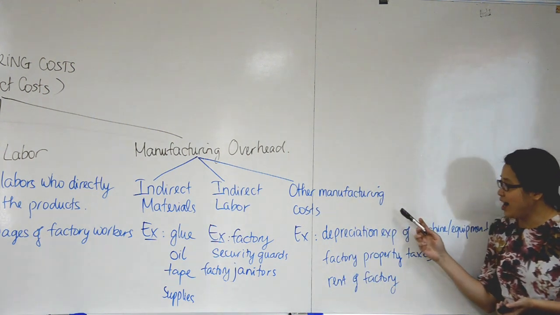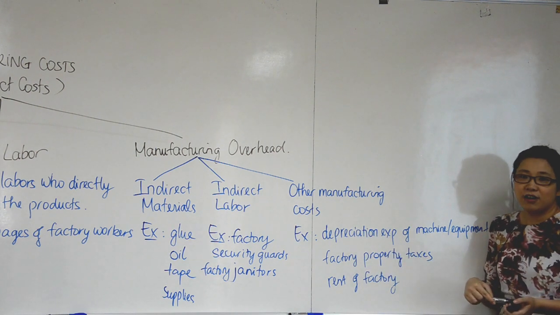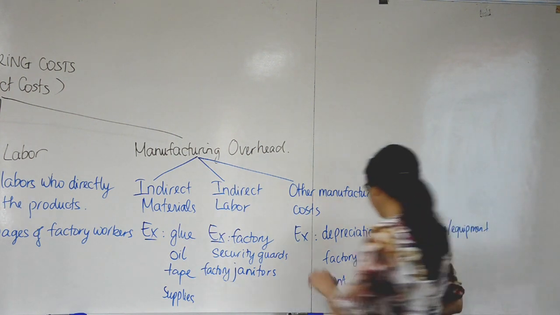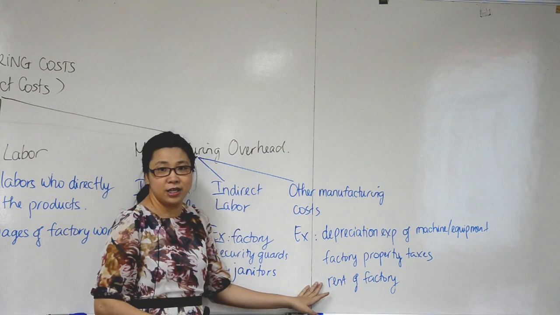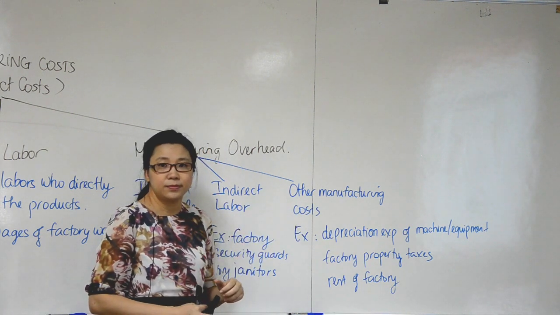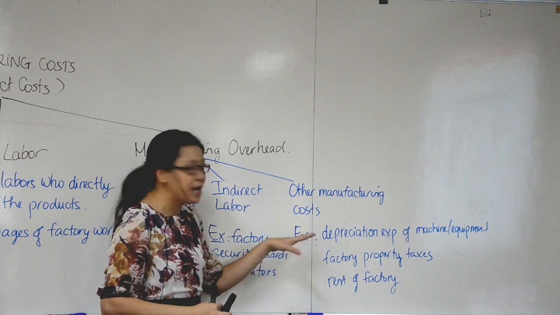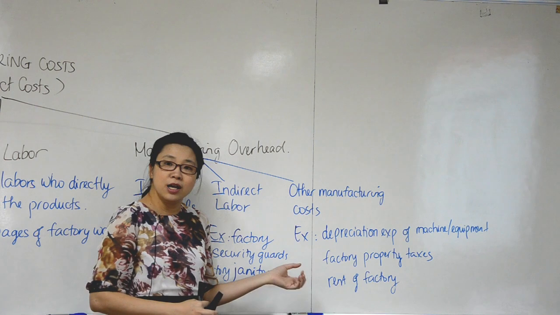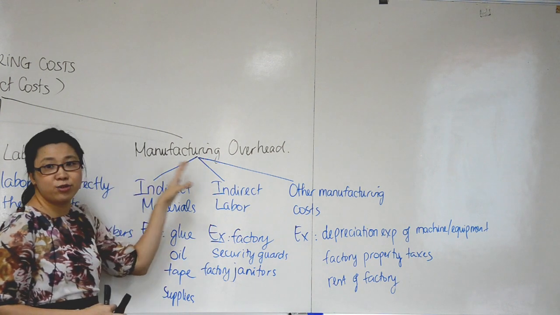And then the last type, we call it other manufacturing costs. Other manufacturing costs include the depreciation expense of the machine or equipment, the factory property taxes, or the rent of the factory. These costs we call other manufacturing costs. It's not direct material, it's not direct labor, but these costs have to be incurred in the factory so that the production process can go on. So these costs are under manufacturing overhead.